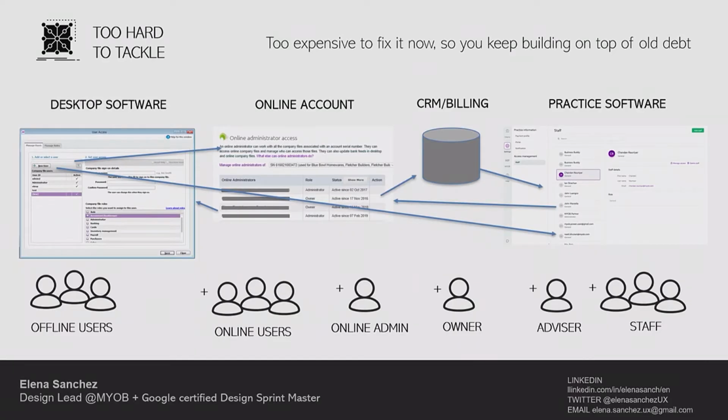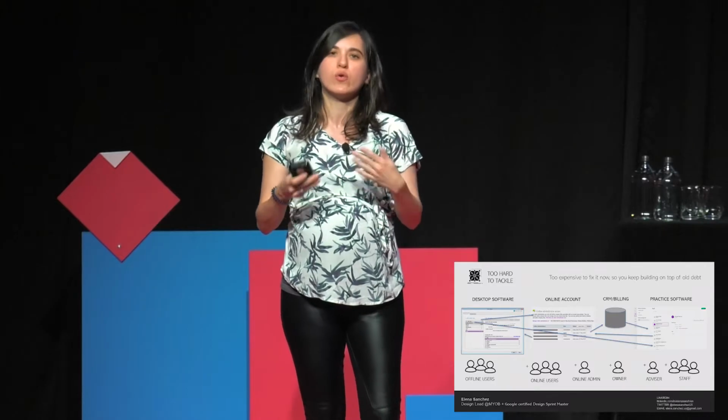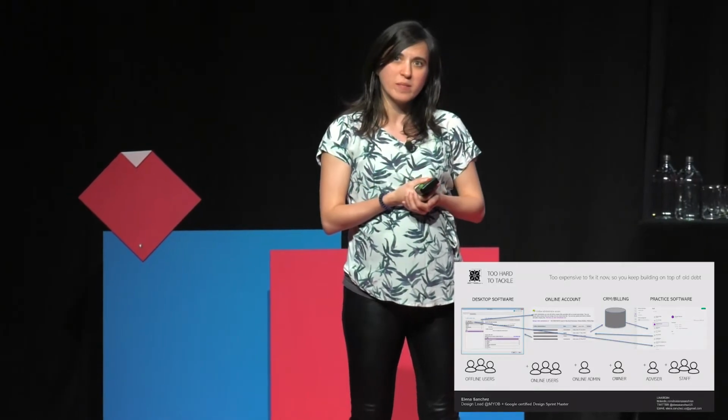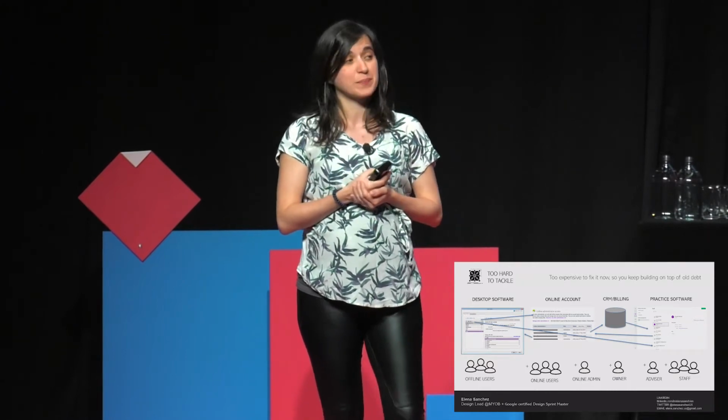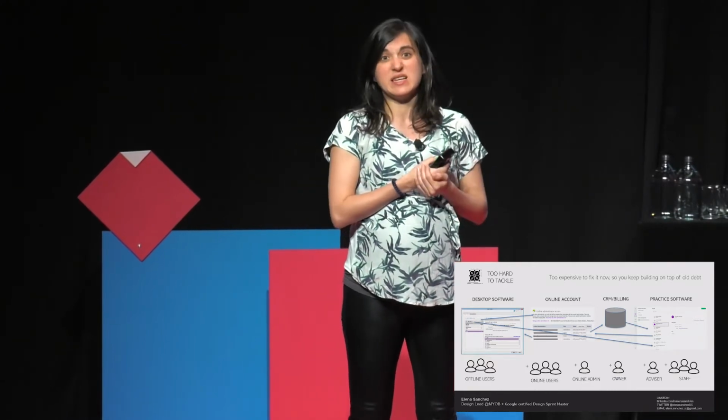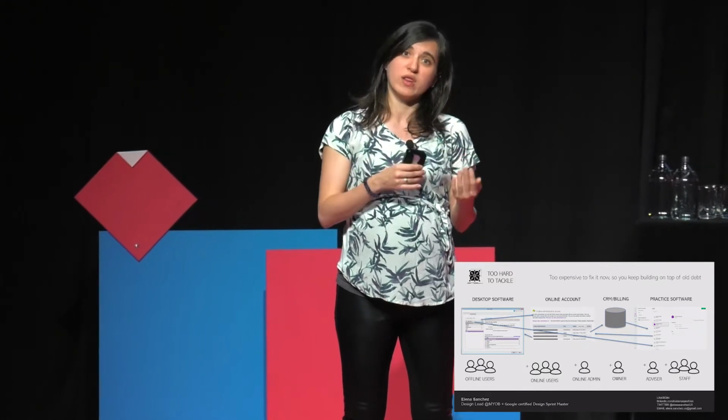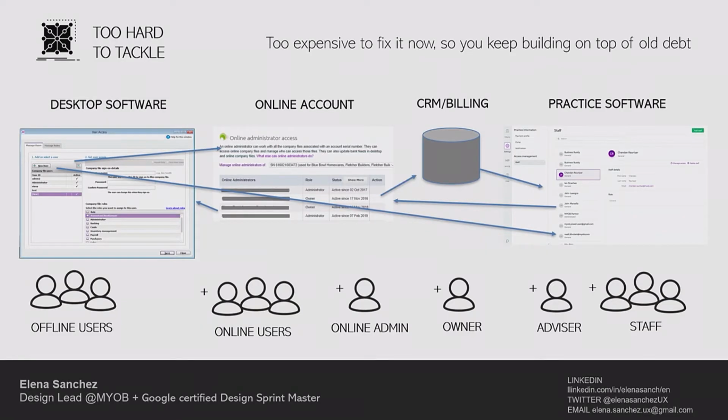This is on the other side of the spectrum. When we talk about access management, when I was talking about that desktop software, when it was first launched, there were only offline users. So there was only one place where you could check who had access to your company file and your books. So it was relatively easy. But then we made that application have online and offline, so there were online users as well. And then after that, we added online administrators. We added file managers. Don't ask me what that is.